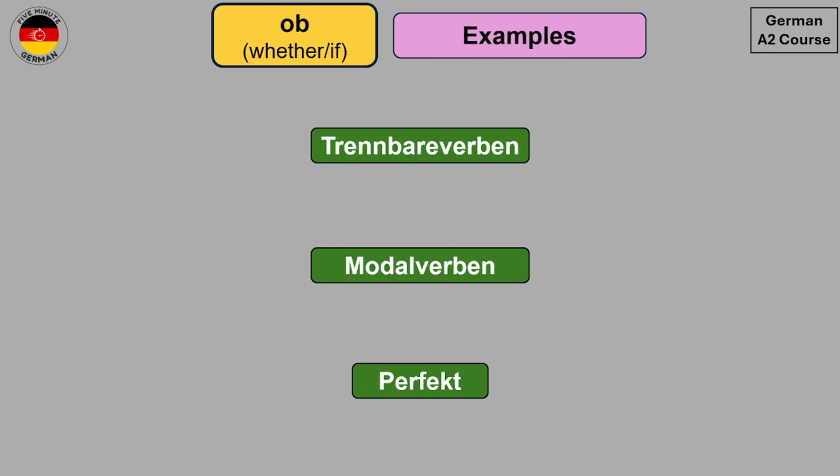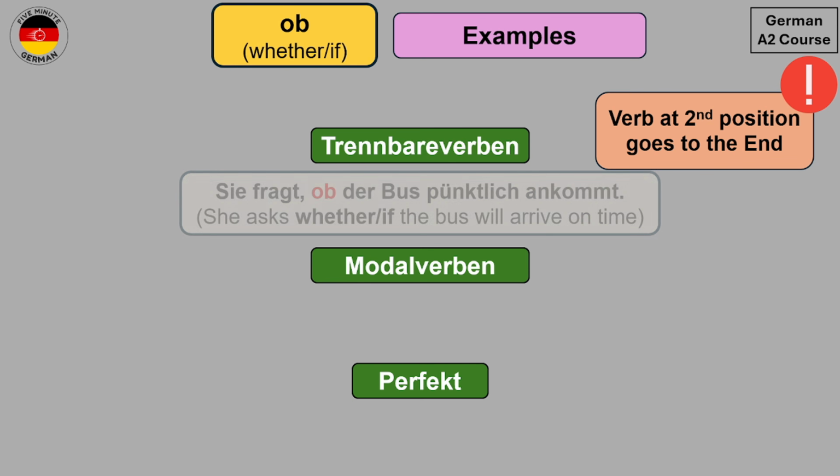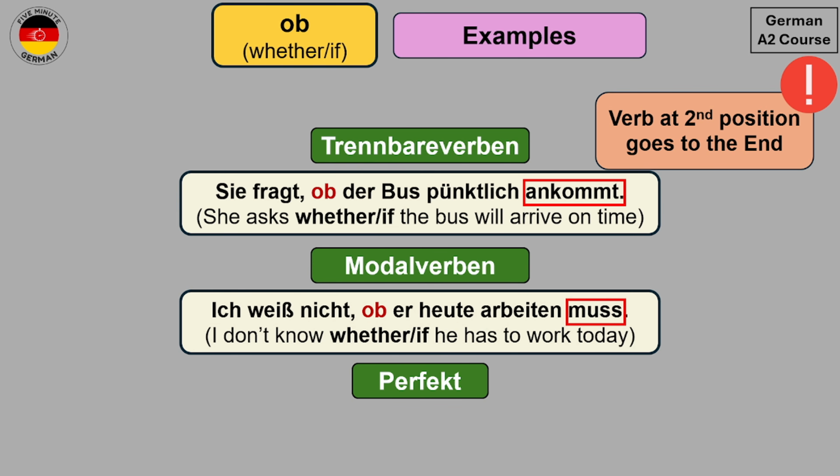And remember the rule that the verb at second position will go to the end when we use ob. So an example with a trennbare verb can be Sie fragt, ob der Bus pünktlich ankommt. She asks whether or if the bus will arrive on time. And in this case you see that the trennbare verb has gone to the last position in the combined form. In case of Modalverben, we have the sentence Ich weiß nicht, ob er heute arbeiten muss. I don't know whether or if he has to work today. So you see the modal verb goes to the last position.